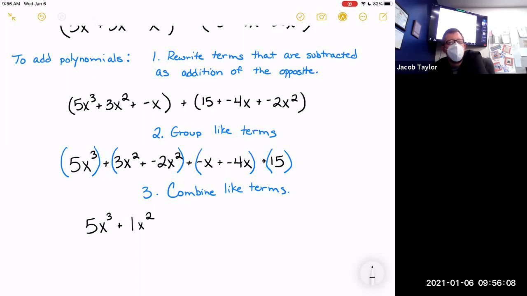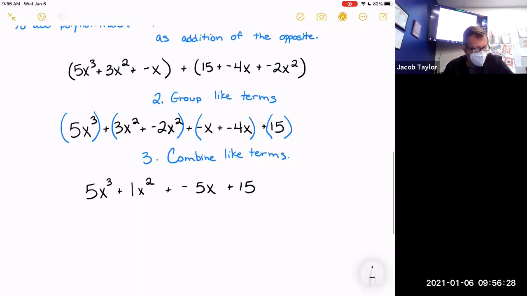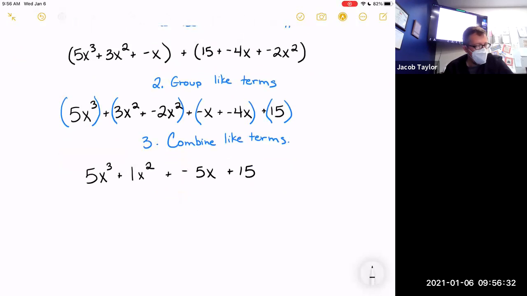Okay, our next set of parentheses is the x. We have a negative x, which is the same thing as negative 1x, and a negative 4x. So when we combine a negative 1 and a negative 4, we get a negative 5x. So it's plus negative 5x. And then our poor 15 on the end, nobody to add with. And that, children, is the answer.